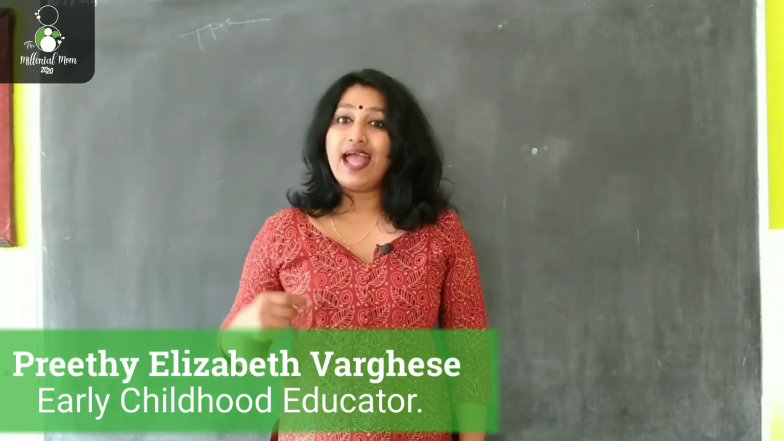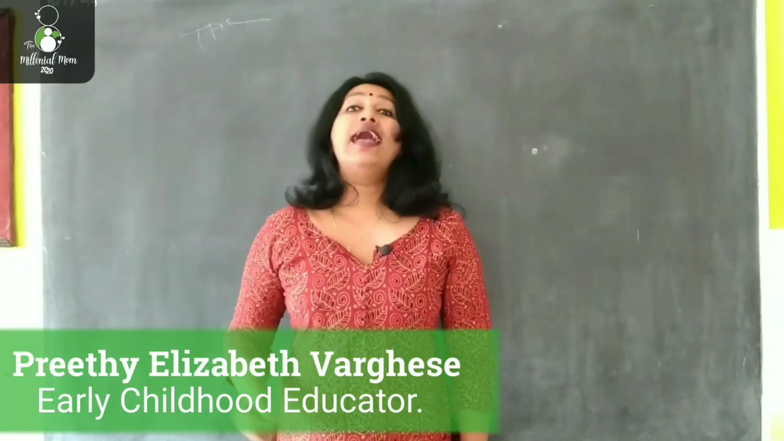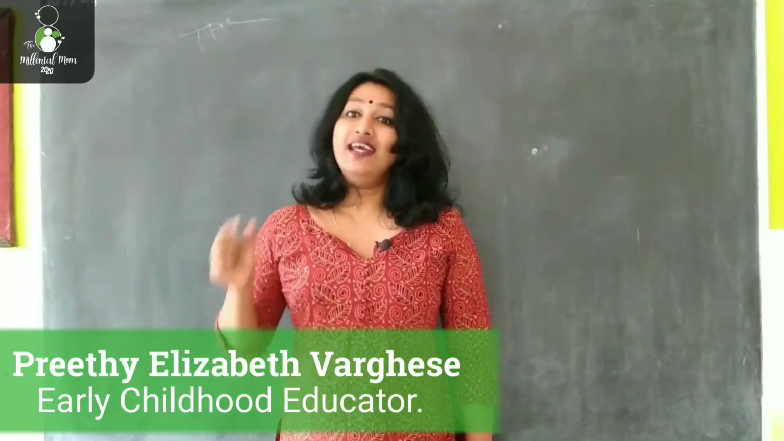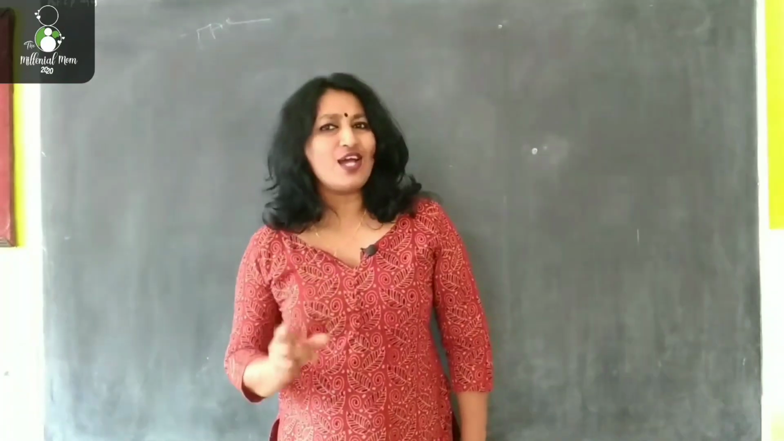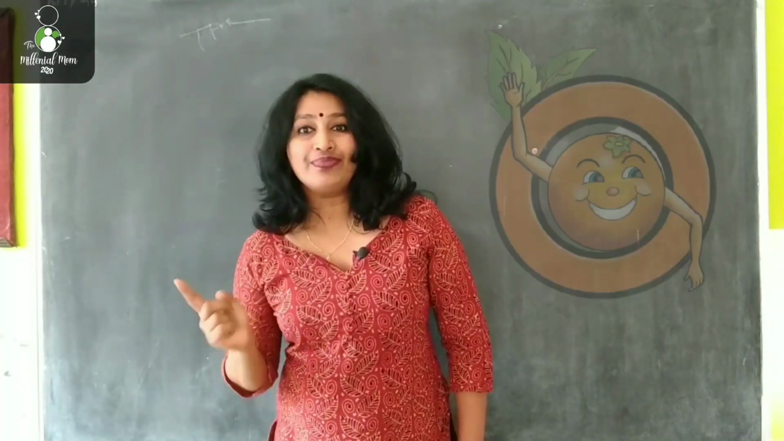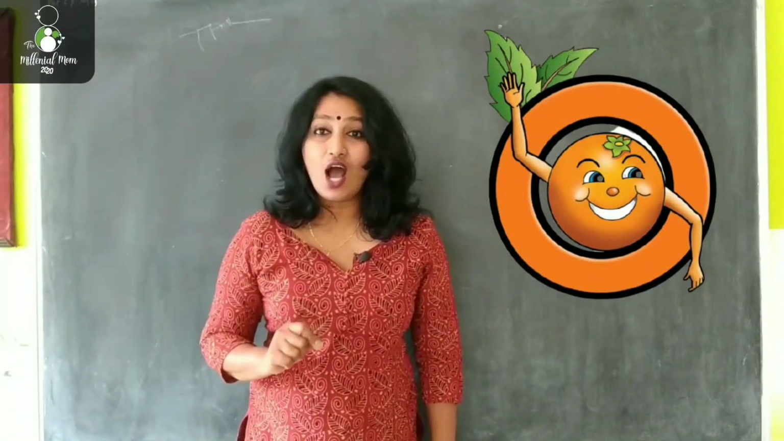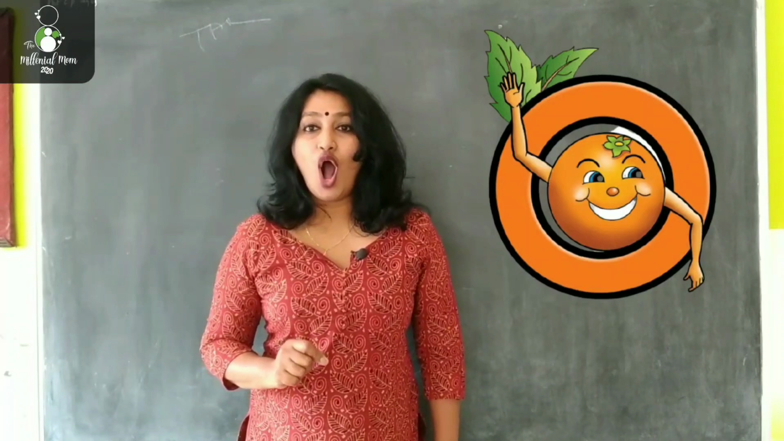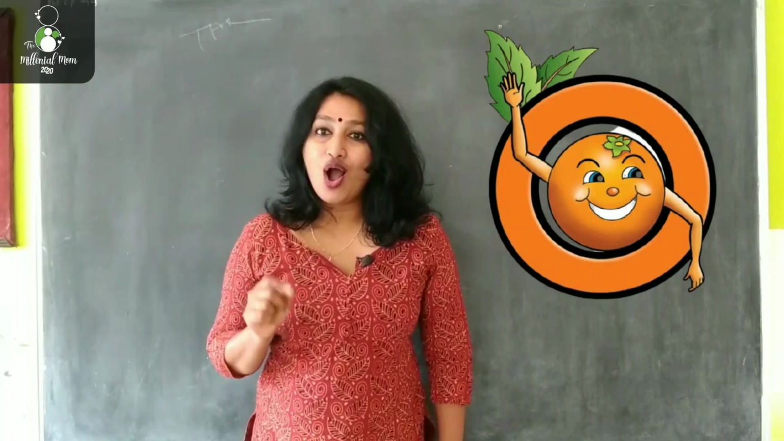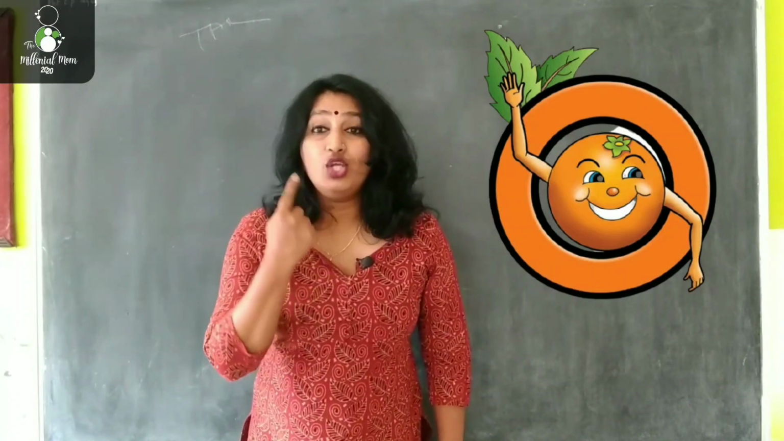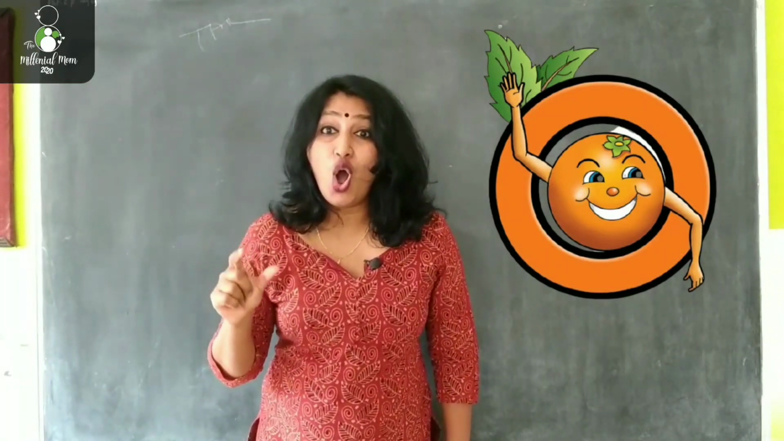We have already seen A words, E words, and now we are going to look at the short vowel sound of O. What is the short vowel sound of O? Oscar, orange, the sound is O. What is the short sound of O? O. Your mouth, your lip should go round like an O.